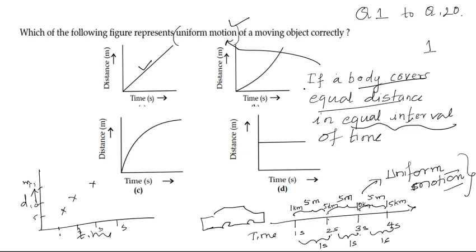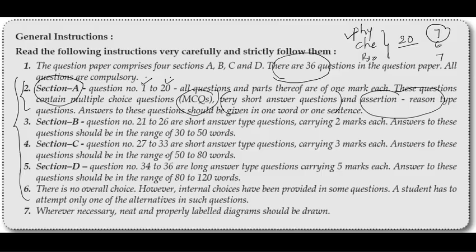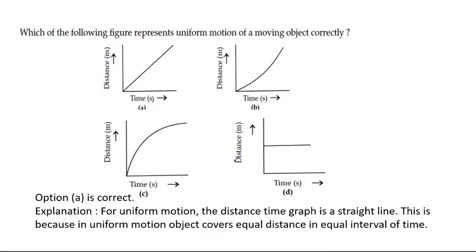You should know what uniform motion is and quickly try to pick the option here. It carries only 1 mark. There is no time for you to think at length. You have to understand it well beforehand and should be able to understand the answer also. Okay, so the answer is option A. If this is option A, option B, option C and option D, A is the correct answer. So we'll go for the answer.